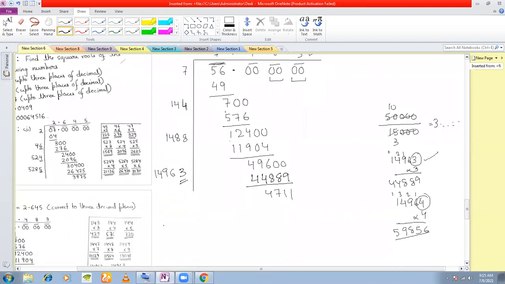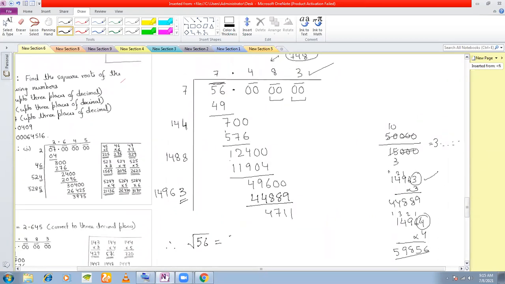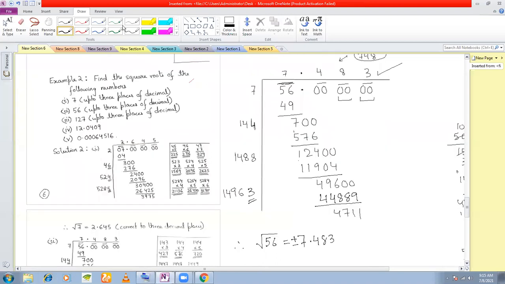So what do we write? Therefore, square root of 56 is equal to 7.483, and obviously we give a plus or minus sign. Any questions? No, sir. No, sir. Sir, tell me.